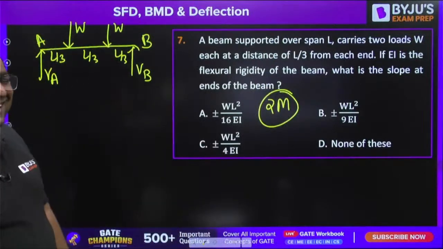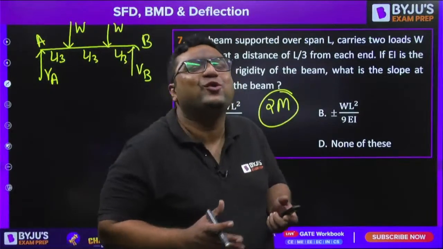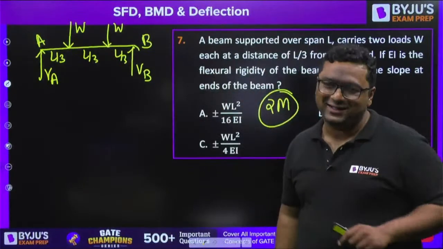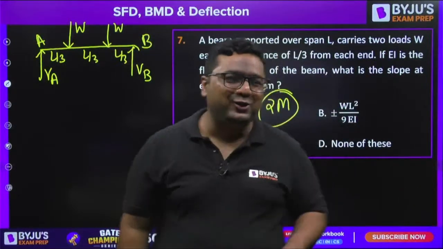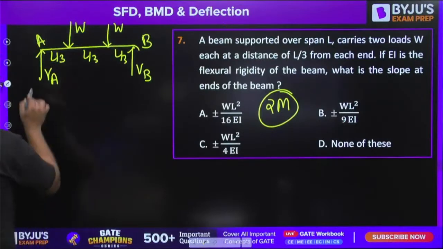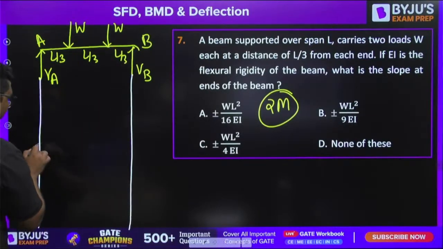If you go by Macaulay method, we will not be able to solve any other question in this session. So go by Mohr moment area method. For that you need to make the bending moment diagram. Go by Mohr moment area method.